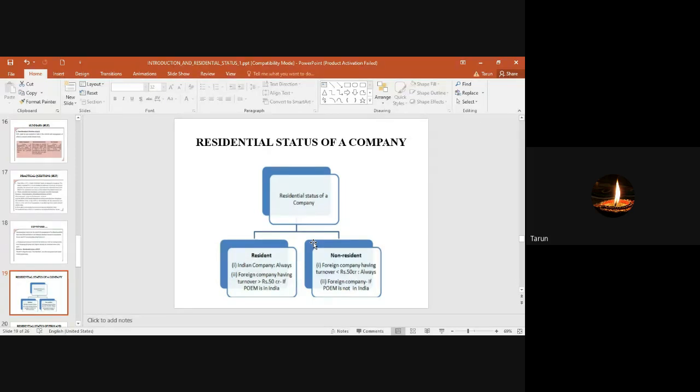And the foreign company, as I already told, if the place of effective management and affairs of its business is outside India, it becomes a non-resident, which is already stated in the resident. If the place of its management and control of its affairs of the business is situated in India and the turnover is more than 50 crore in case of a foreign company, it becomes a resident. But if everything is outside, whether control and management or turnover, in case of the foreign company, that means it becomes a non-resident of India. That particular company is called a foreign company.